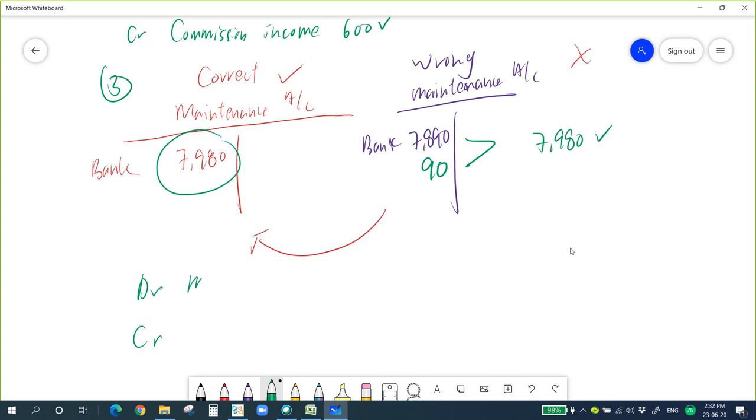We debit maintenance account 90, and then we credit to suspend account 90 as well. This one only. Alright, so this is the correct double entry to rectify the error.